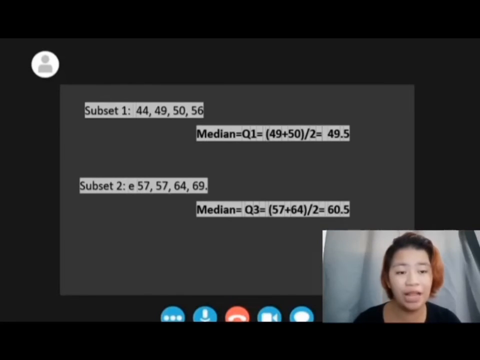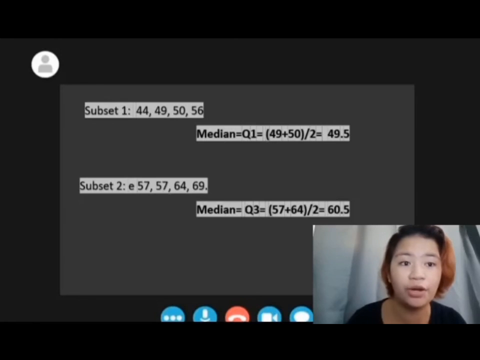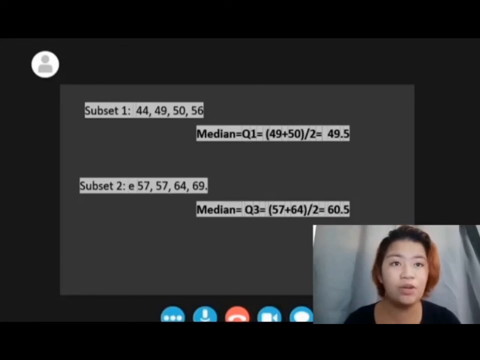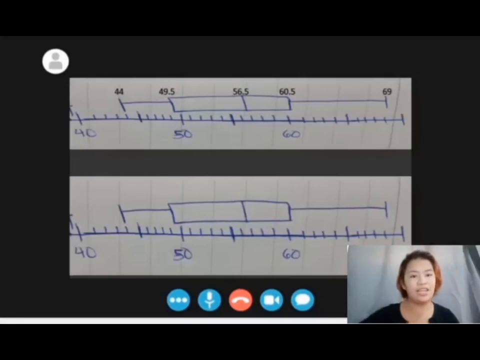Subset 2. We have the higher values, and the two middle values are 57 and 64. So the median, Q3, is equal to 57 plus 64 divided by 2, which is equal to 60.5. And there, we have all our answers. And now, I present to you the box and whisker plot for this given data.